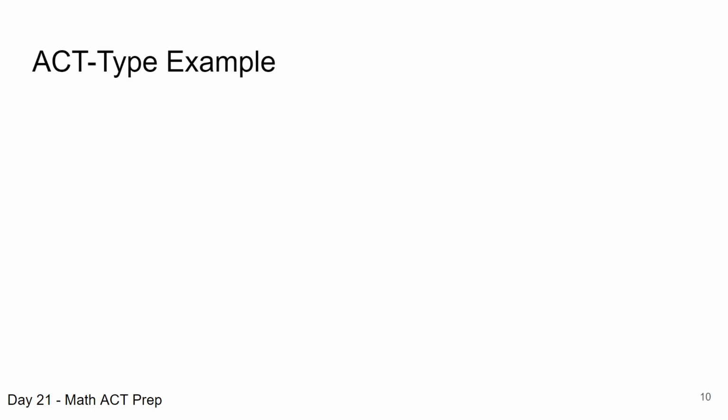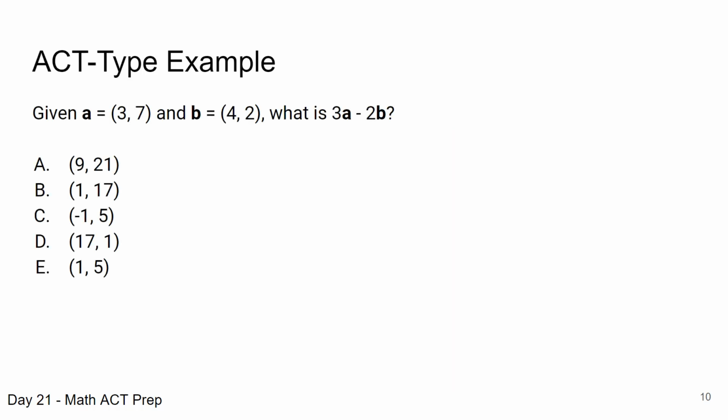So let's take a look at an ACT type example. Give this vector question a try, and we will come back and work it together. You were given the vectors a and b, and the question is, what is 3a minus 2b? So we're going to be subtracting the vectors after we have multiplied each of them by a scalar, 3 multiplied by the a and 2 multiplied by the b.